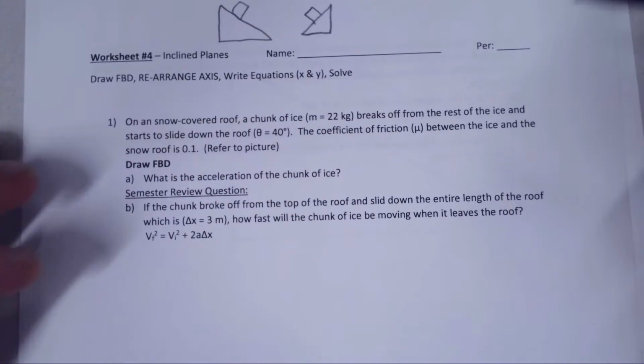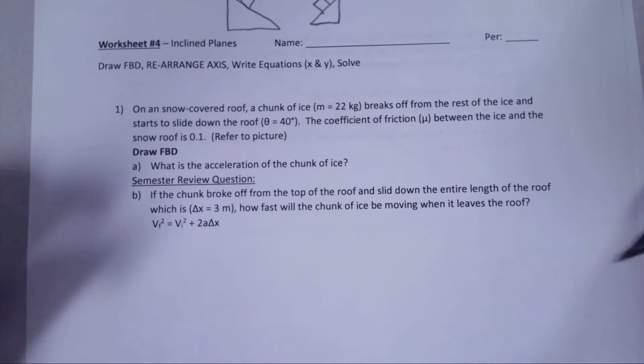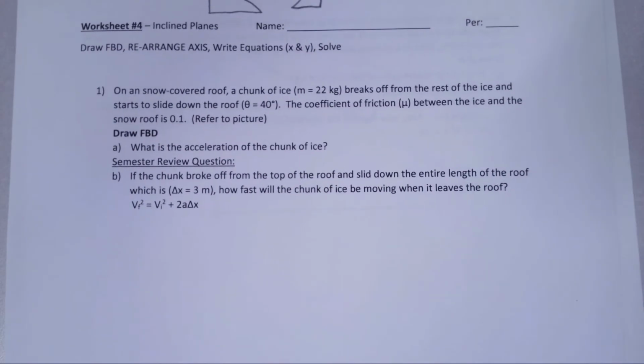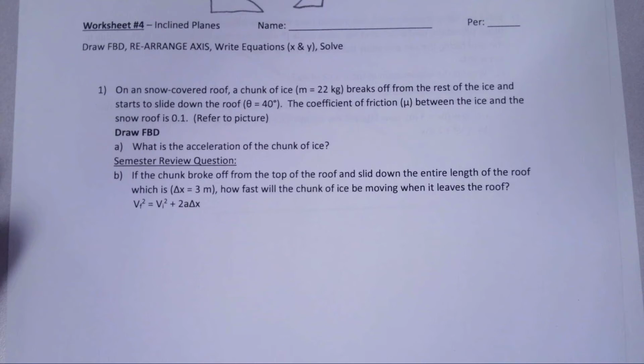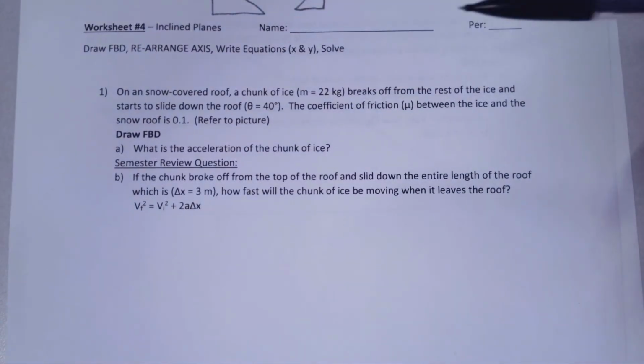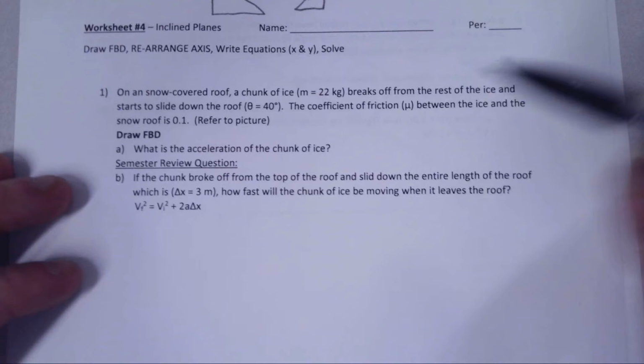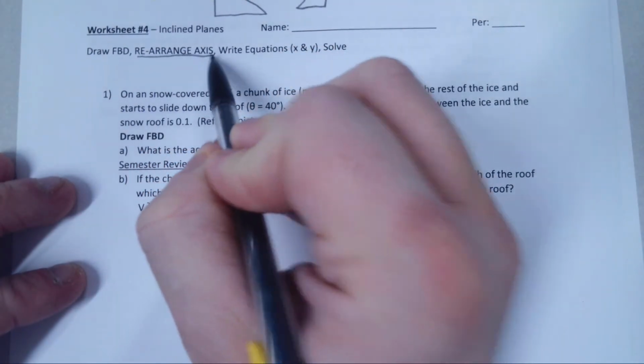Once the free body diagram is drawn, the math should be pretty straightforward. You should be able to get it from that point. The trouble is understanding the free body diagram and why we can actually do what we're able to do here. So the directions are sort of simple. It says draw a free body diagram, rearrange the axis. This will be an important thing later.